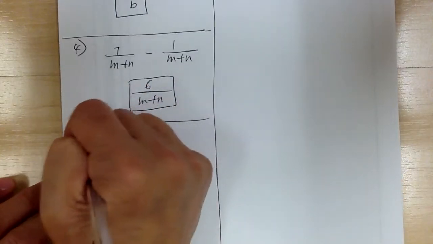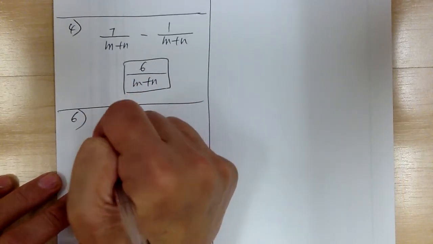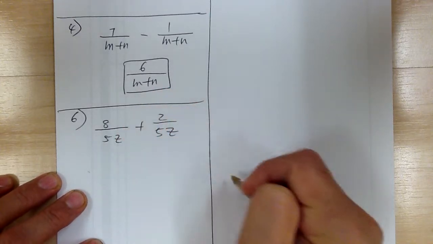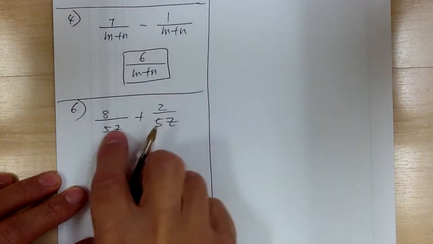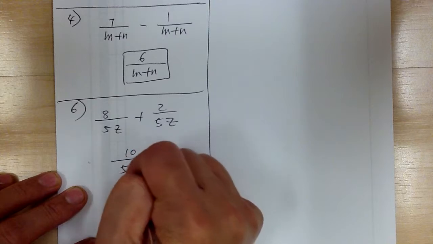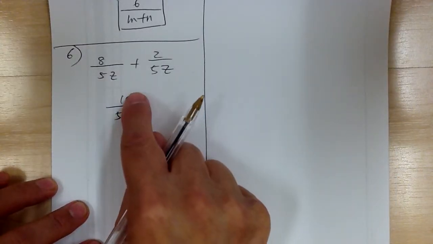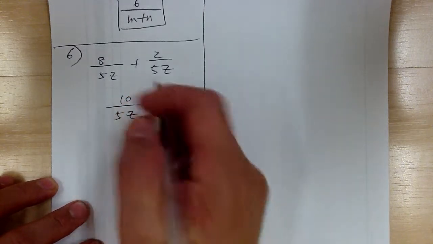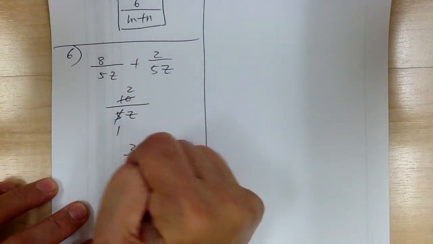Okay, let's go to number 6. You have 8 over 5z plus 2 over 5z. So you can just go and check the common denominator. So yes, you can go and add. So 8 plus 2 is 10. Now once you're done adding, you have to check. Okay, so notice you got 10 and 5. So you can simplify, you can reduce. You can divide by 5. Divide by 5. So your answer would be 2 over z.